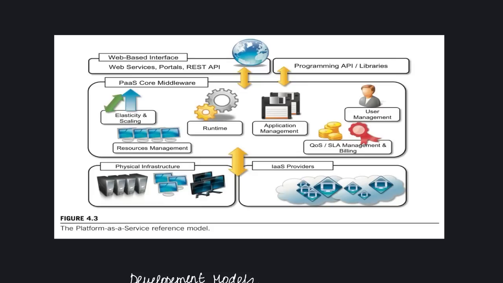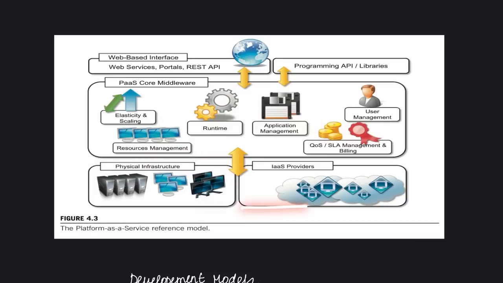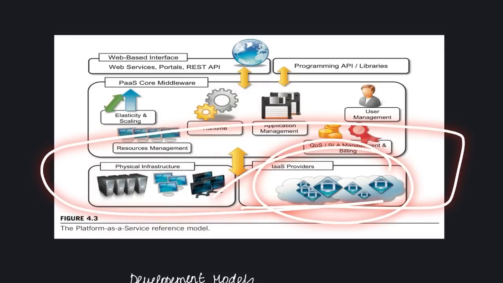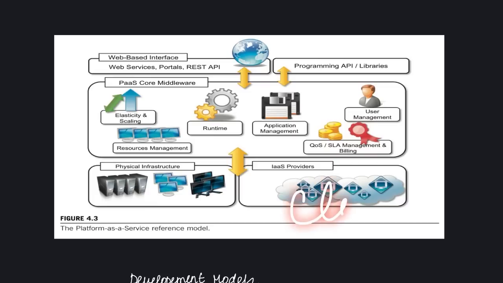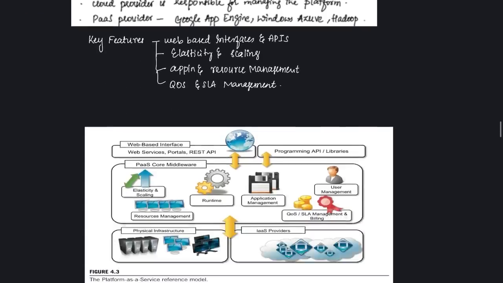At the end, we have the physical infrastructure. The physical infrastructure will have all the infrastructure which is used to support the platform as a service. As a foundation, this platform as a service will run on the IaaS, infrastructure as a service. These are the cloud providers. Okay, so this was about platform as a service.